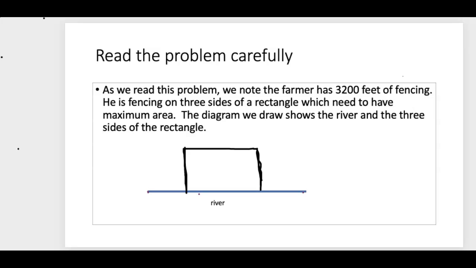As we read the problem, we note that the farmer has 3,200 feet of fencing. He is fencing in 3 sides of a rectangle. He wants the rectangle to have a maximum area. So the diagram we draw shows the river and the 3 sides of the rectangle. The diagram just needs to be a simple illustration to help you see what the problem is about.